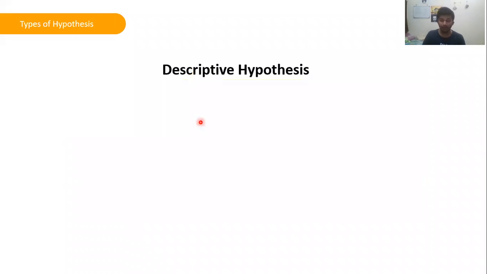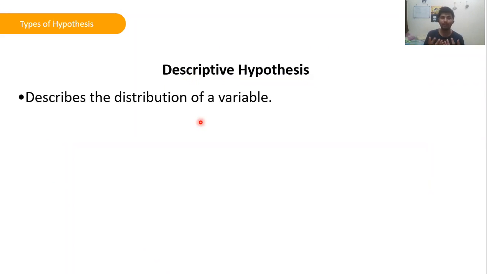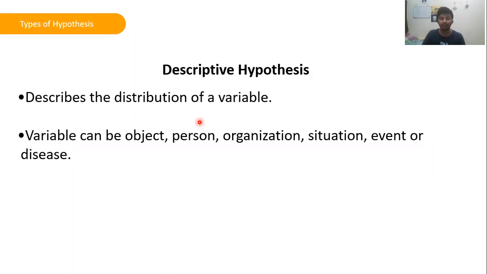So what is the descriptive hypothesis? It's simply what the name says. It describes. What does it describe? It describes the distribution of a variable. It describes a variable. What is a variable? A variable could be anything. It could be an object, person, organization, situation, event, or disease.